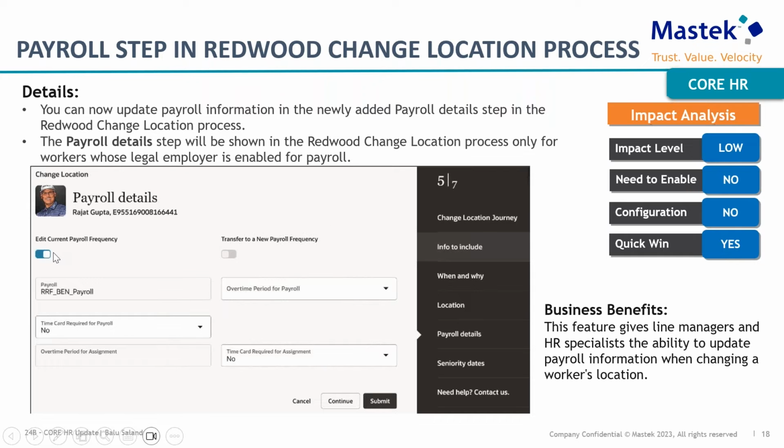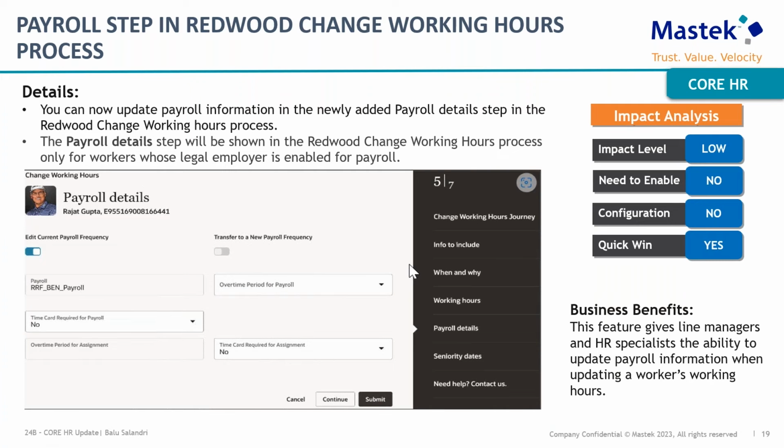So here's how they can enable the region for edit current payroll frequency while performing the change location task from a Redwood UI. So this feature gives line managers and HR specialists the ability to update payroll information when changing a worker's location. So a similar feature exists for change work hours process also. So when changing the working hours of an employee also, we have the payroll step enabled. Users can utilize this feature of updating the payroll details while performing the change working hours transaction as well.